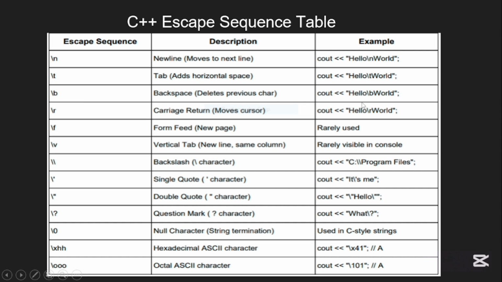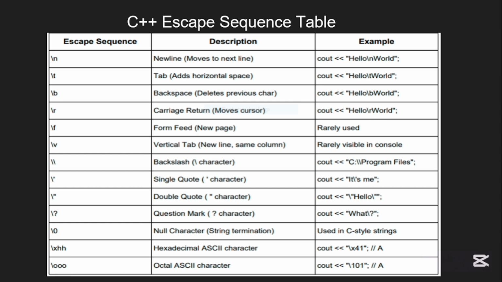Backspace is used to delete the previous character. And what should happen here? The hello will be printed, but the O will not be printed. O will be removed. It will be deleted, and the word hell will be printed. Carriage return is used to move the cursor to the beginning. Basically, it is used to move the cursor. If the cursor is here, it will move the cursor to the word, and the word only will be displayed.